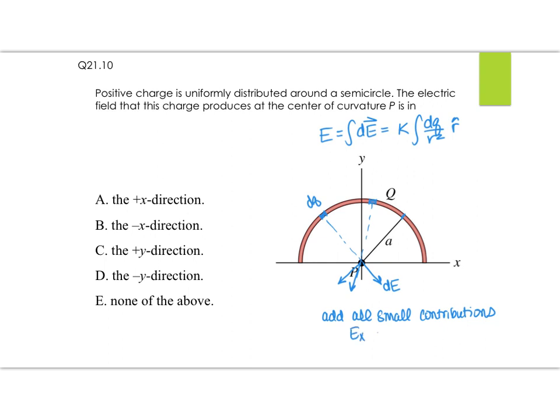the X components cancel, because if this electric field right here has an X component and a Y component, there would be an electric field over in this direction that has an X component in the opposite direction, but a Y component in the same direction. So as I go around the semicircle, the X components cancel out and I'm only left with the Y components. And so the electric field that's left after I go all the way around will be in the minus Y direction.